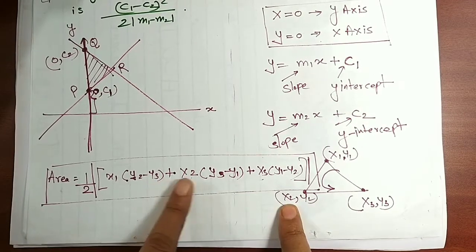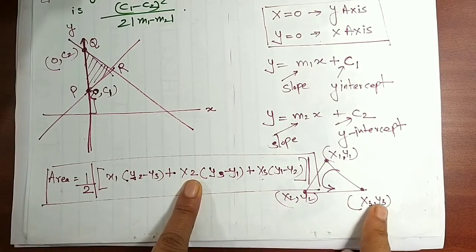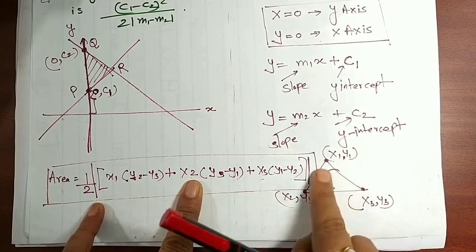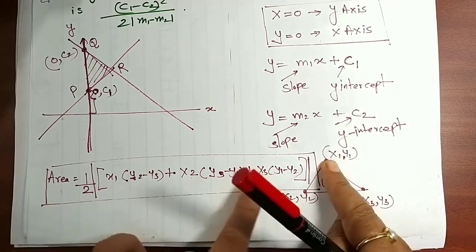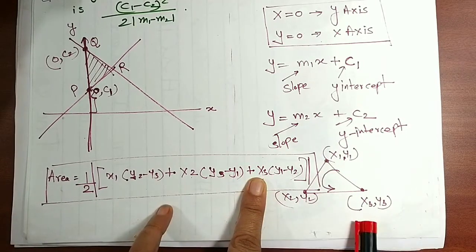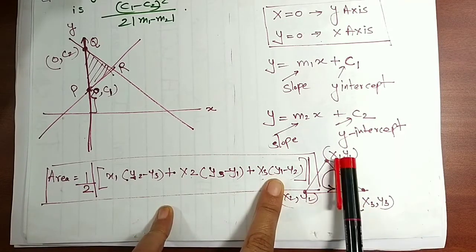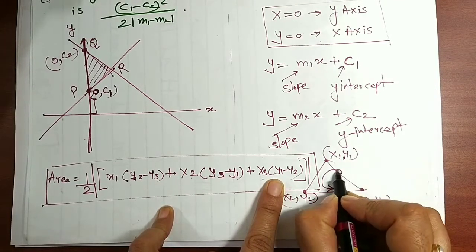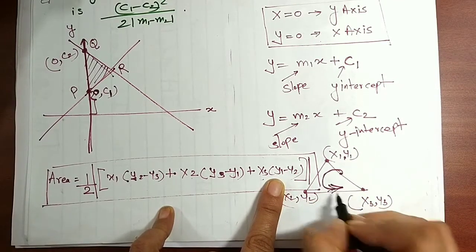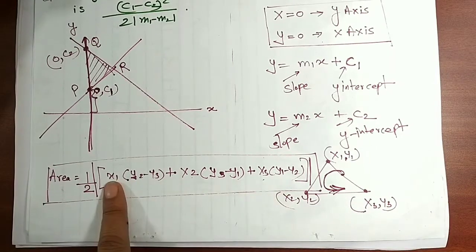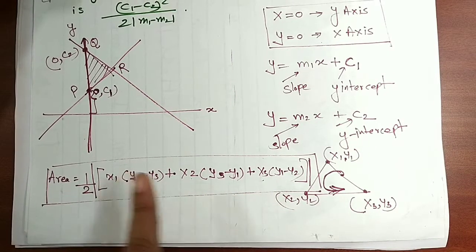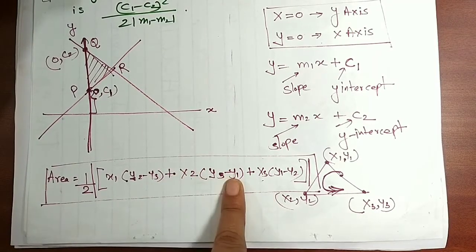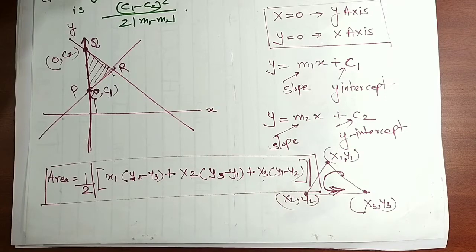Then I am taking x2, then I am picking up y3 and y1 from here because I am moving in anti-clockwise direction. For x3 I have taken from here and I will pick up y1 and y2 from here. Okay, so remember, once you make the triangle, move in anti-clockwise direction to pick up the values of x1, x2, x3 and y2 minus y3, then y3 minus y1 and y1 minus y2.